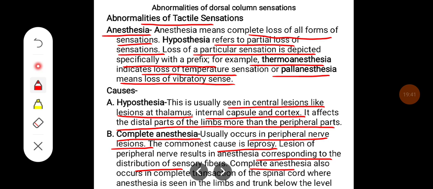Complete anesthesia also occurs in complete transection of the spinal cord, where anesthesia is seen in the limbs and trunk below the level of the lesion.